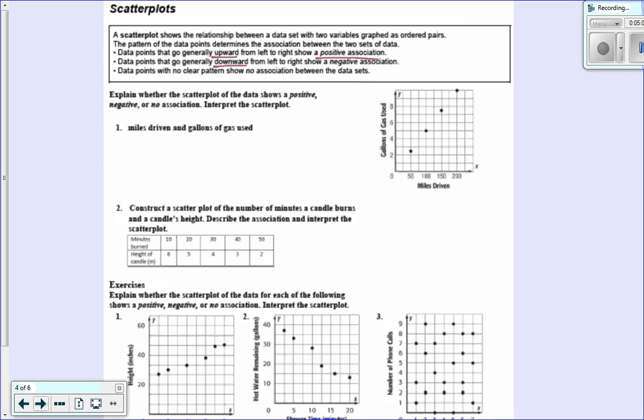Data points that go generally upward, we said would show a positive association. Data points that go down have a negative association, and then data points with no clear pattern, just dots randomly, okay? There is no association, okay? So we're going to explain whether the scatter plot of this data shows a positive, negative, or no association. Then we're going to interpret the scatter plot, okay? What is it telling us? So first of all, what kind of correlation or association is this? You got it. It does have a positive association.